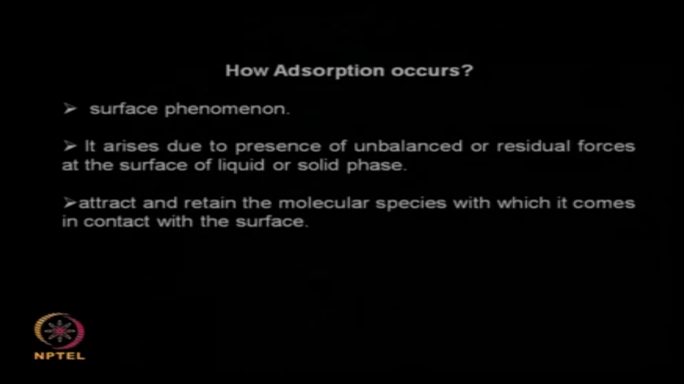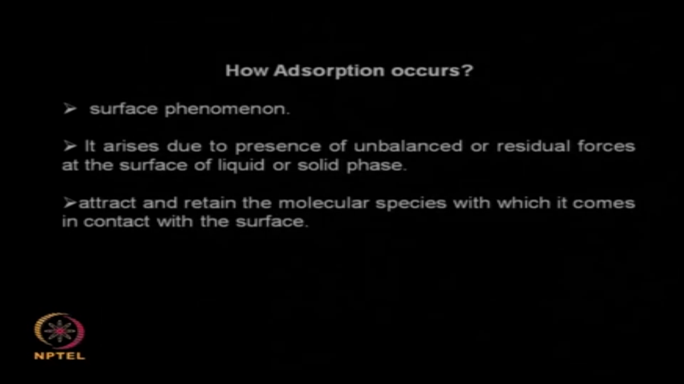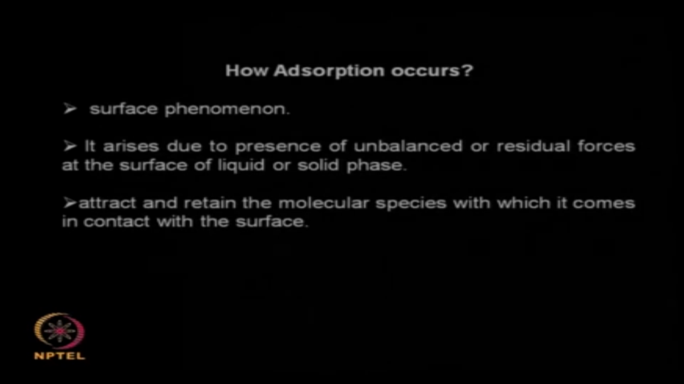So it is a surface phenomenon and it arises because of the unbalanced or residual forces that are present at the interface. For example, interface between a solid and a liquid, or a gas and a liquid, and so on. So that is the place where the adsorption takes place. So the molecules or the species get attracted to the surface of, say for example, a carbon particle or a zeolite particle and so on. So the species get attracted to this adsorbent and they remain on the surface.